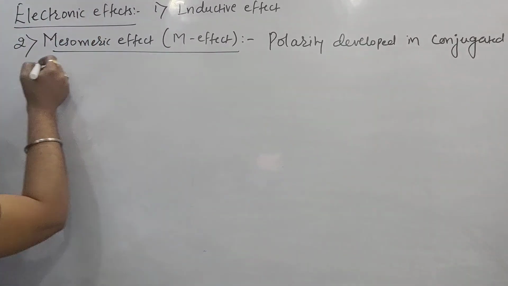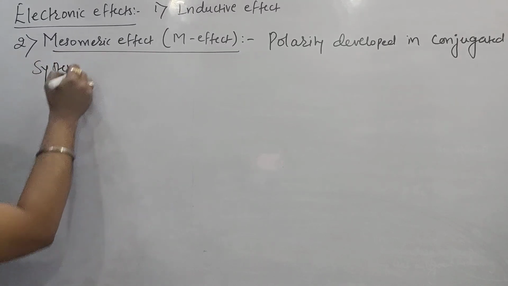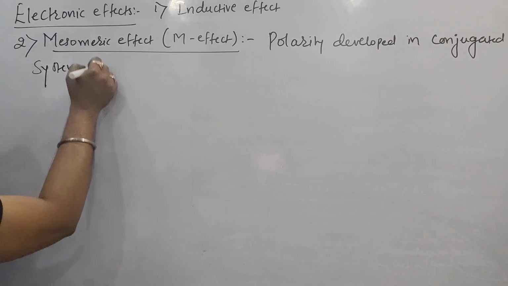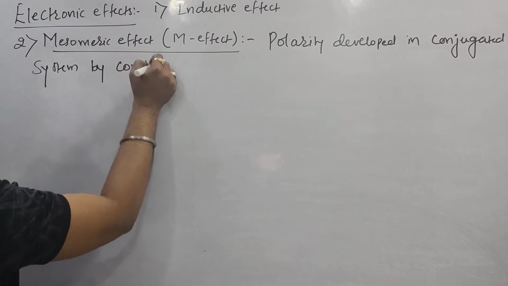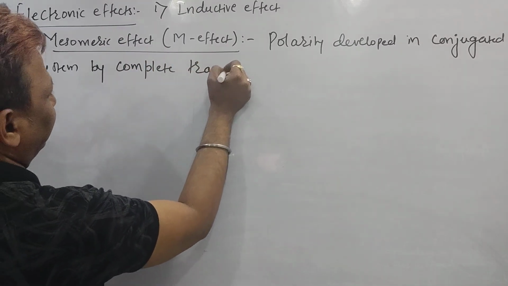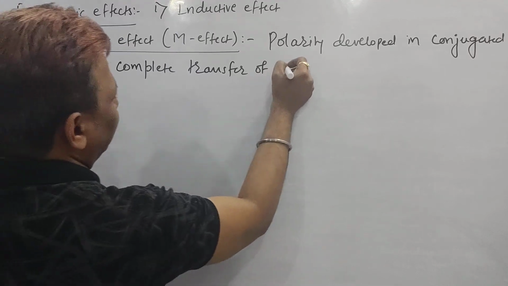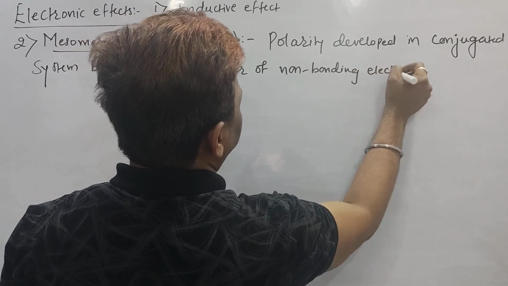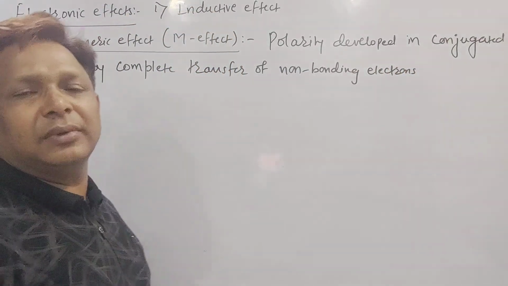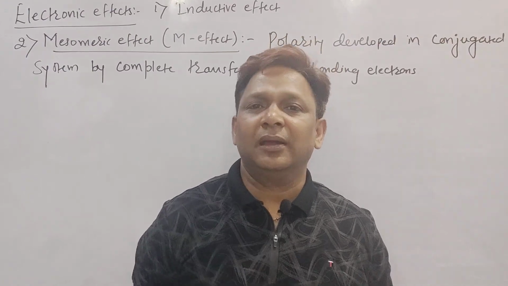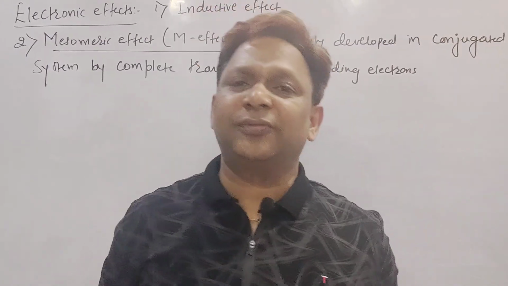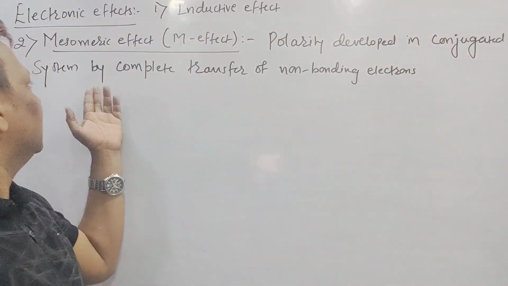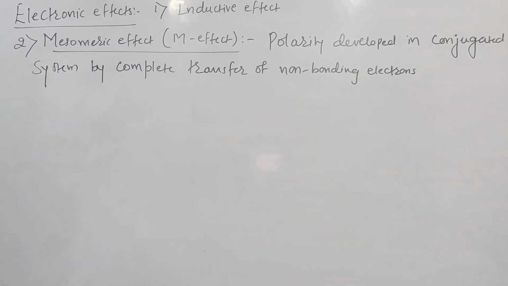means if the polarity develops in the conjugated system, how? By complete transfer of non-bonding electrons. Beta, what is meant by non-bonding electrons? You know, a lone pair of electrons is called non-bonding electrons. Where there is a complete transfer, or we can say a polarity will be developed in any conjugated system by complete transfer of non-bonding electrons, right?